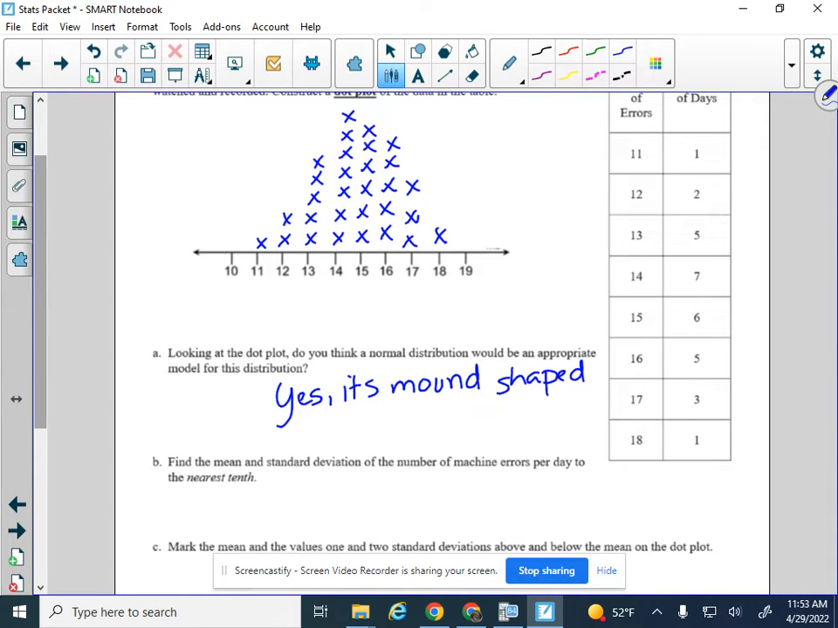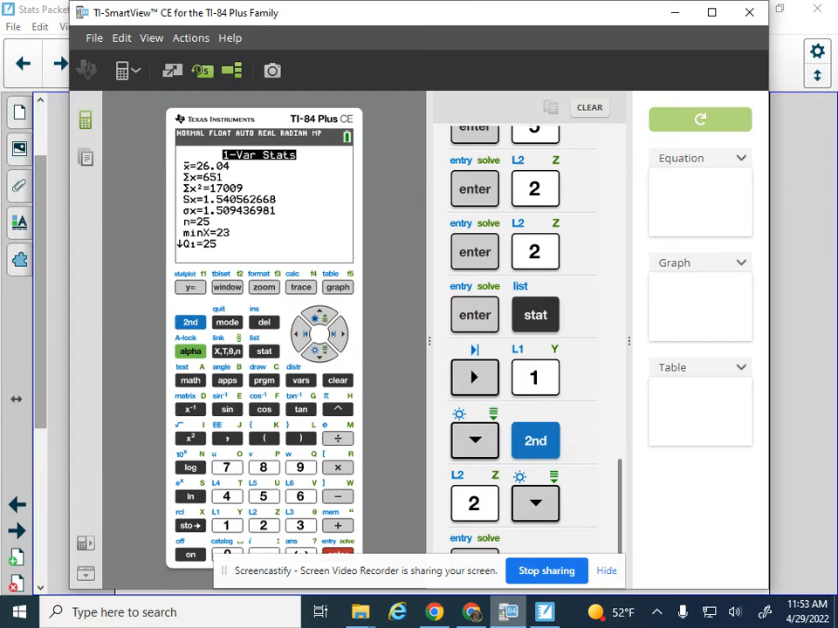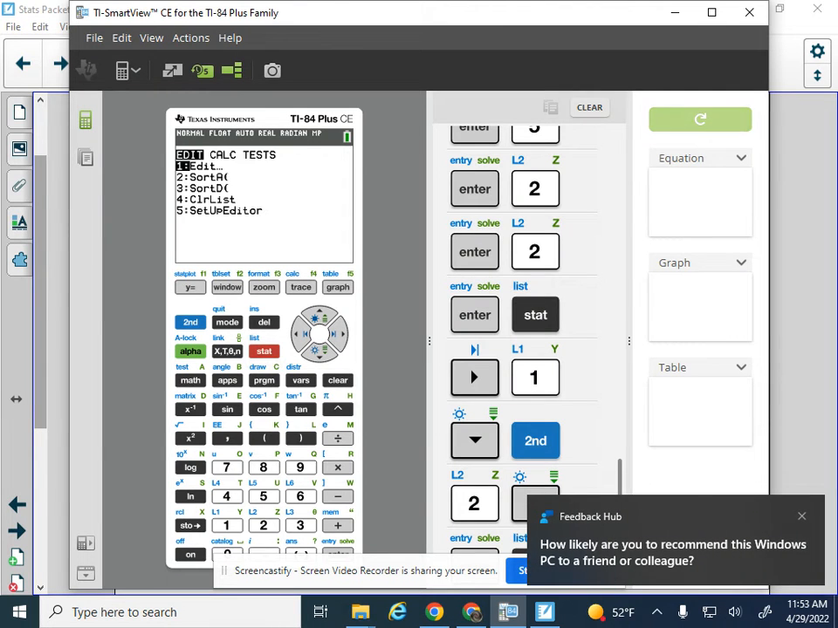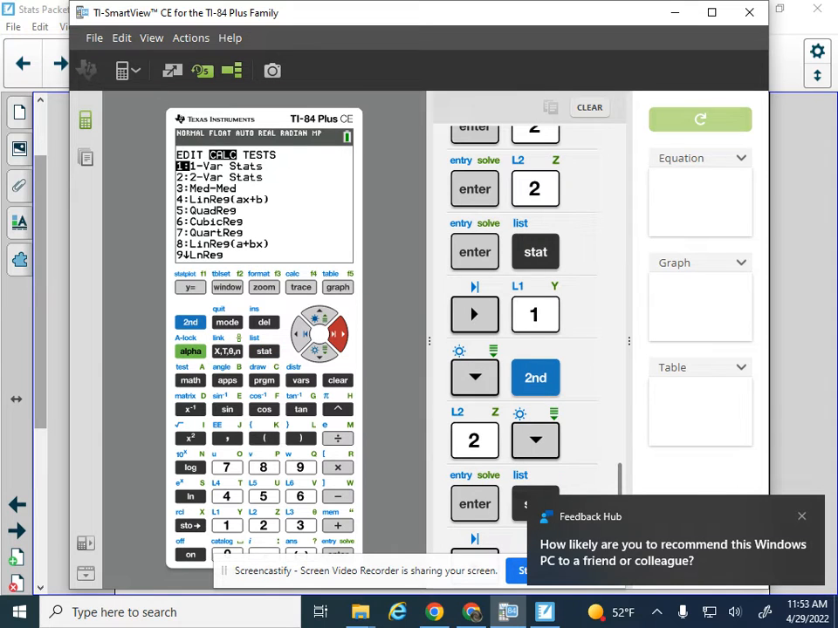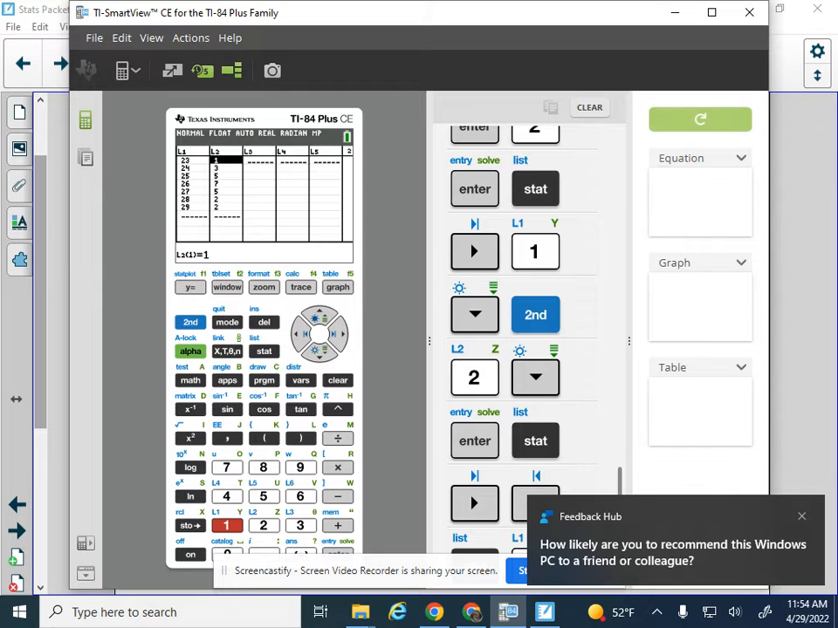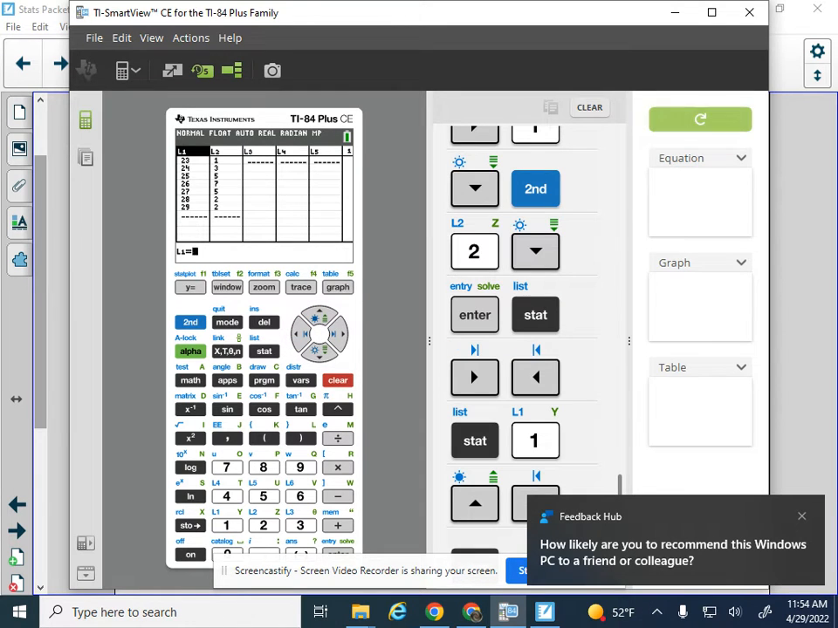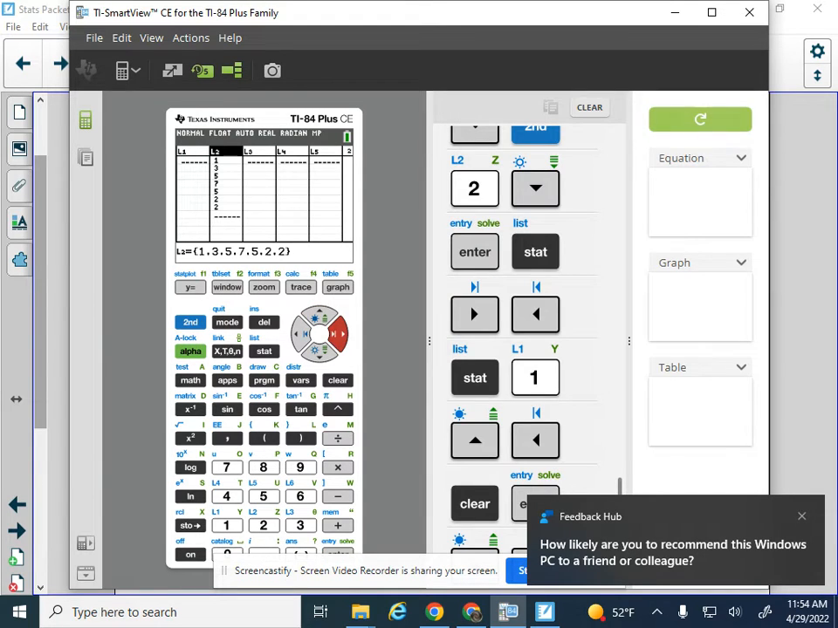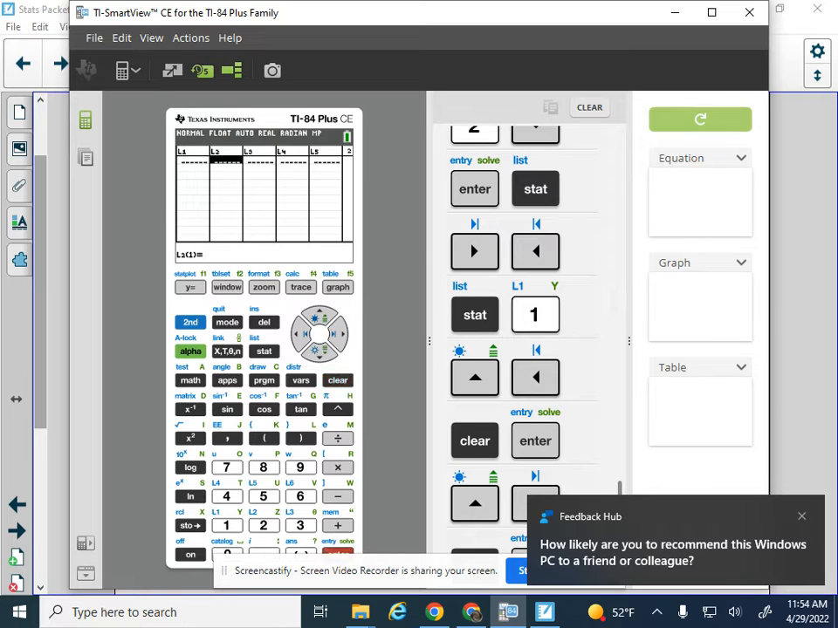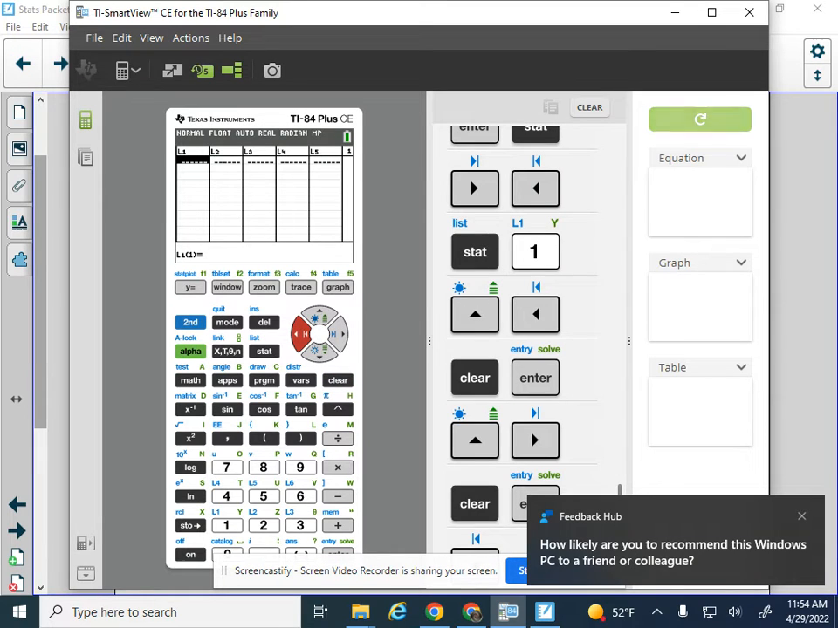So now it says find the mean and standard deviation of the number of machine errors per day. This data is about machine errors and then how many days the machine had that number of errors. So we'll go back to our calculator. We're going to go to stat, and edit. Now I definitely have data in there from the last question, so I have to press clear enter for both of them. And then I'm going to start to enter the new data in.